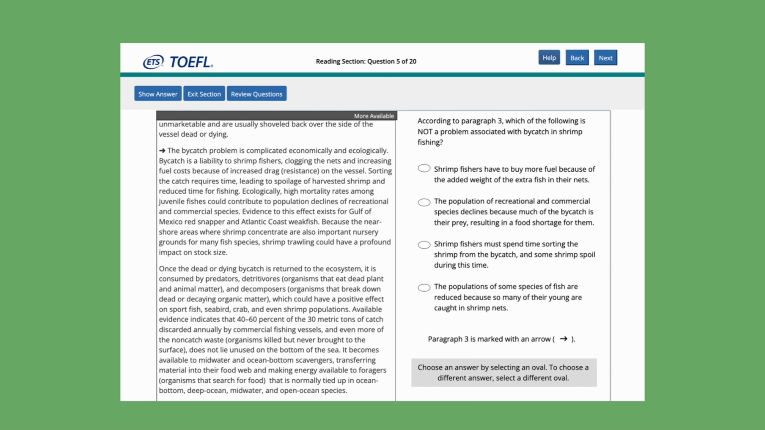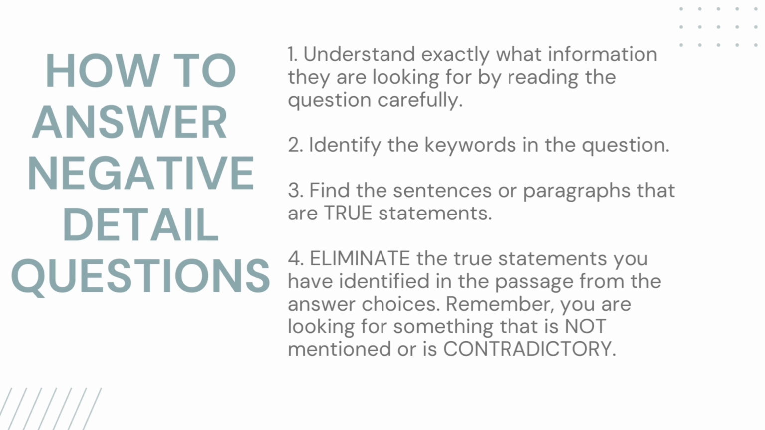But sometimes it'll be a little bit faster because it will say the opposite of the passage, and then you'll know that it is the correct answer. How to answer a negative detail question. These steps are very similar to the detail questions with a big emphasis here on the process of elimination.